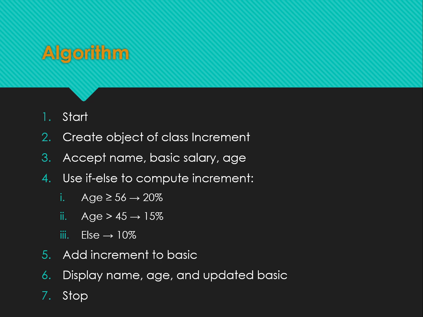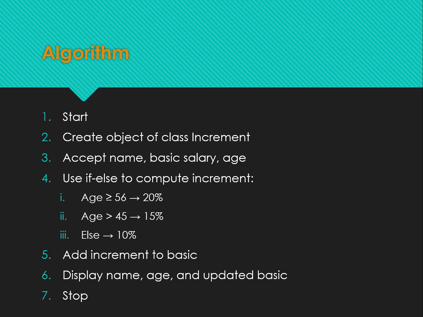Now let's go through the algorithm that our program will follow. Step 1. Start the program. Step 2. Create an object of the class Increment. Step 3. Accept the employee's name, basic salary, and age using the getData method. Step 4. Use if-else conditions to decide the increment based on the age. If the age is 56 or above, we add 20% to the basic salary. If the age is greater than 45 but less than 56, we add 15%. And for all others, we add 10%.